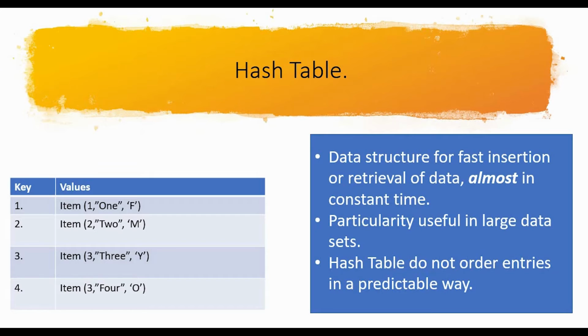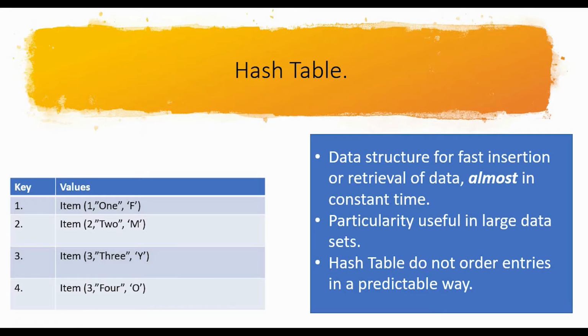Like in arrays you have indexes which can act as keys, but those indexes will always be integers. It cannot be a string. Indexes are always integers. But here you can have the key and the value, and the key could be a string also, or any other type of data type.